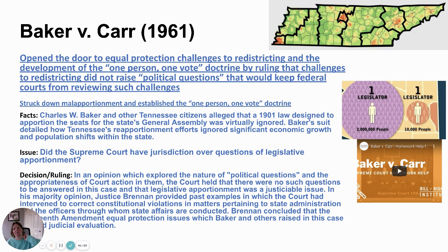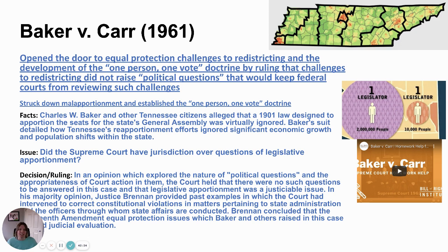So basically what happened is that in Tennessee, Charles Baker and other Tennessee citizens said that this law that was written in 1901 to apportion the seats was virtually ignored. And so they had population shifts and changes in their state, yet they were not changing and redistricting, basically. And so you had one legislator that was representing a massive number of people and another legislator that wasn't representing that many people. And so that's not fair to the citizens, basically. The issue was, did the Supreme Court have jurisdiction over cases of legislative apportionment?